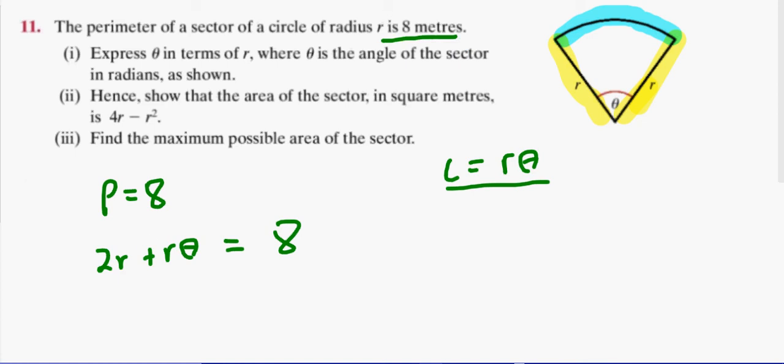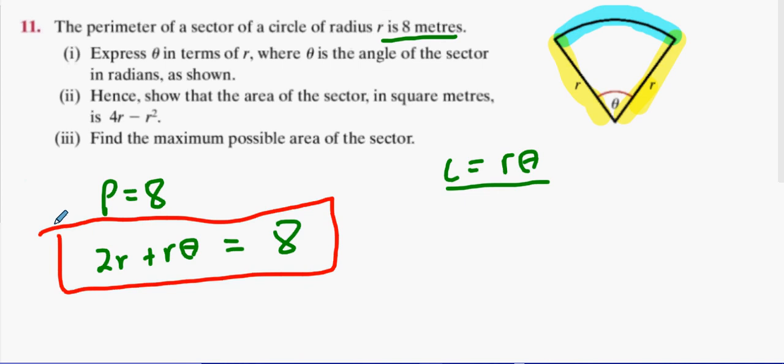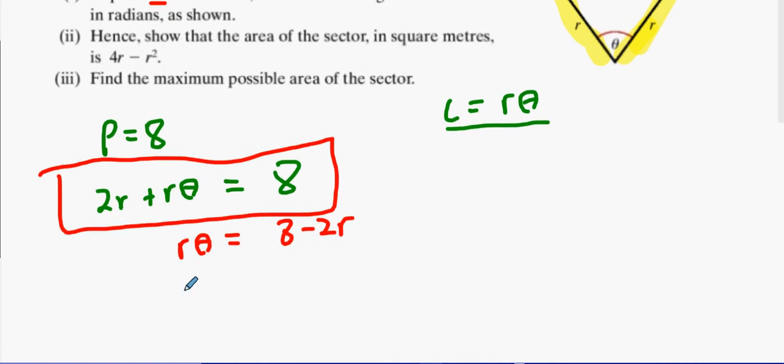Are we all on board with the equation in the red box? Two radiuses plus the circular edge gives you 8. Alright? Now, I got to isolate theta on its own. So how do I isolate theta on its own? Take away 2r, and then theta on its own. Yeah, I'm going to do theta equals 8 over r minus 2, so I can avoid the quotient rule again.